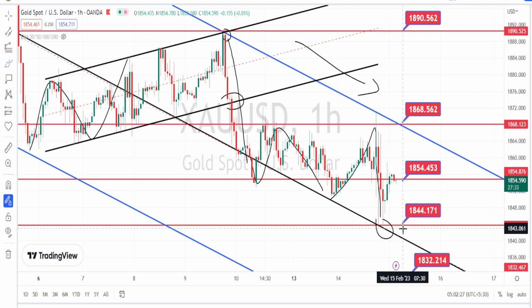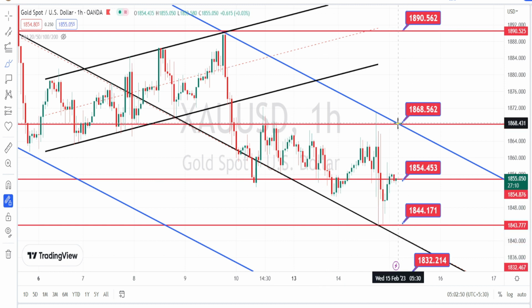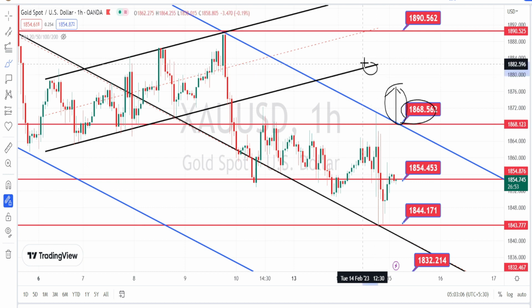So if you want to freshly enter on the bearish side trade, I would recommend you to wait for the price action to break the support level of 1844, based on which you can freshly enter on the bearish side trade. And if the price action breaks this resistance level of 1868, you can freshly enter on the bullish side trade. But again, we have lots of resistance levels on the bullish side, where you have to be careful if you take trades against the current trend.